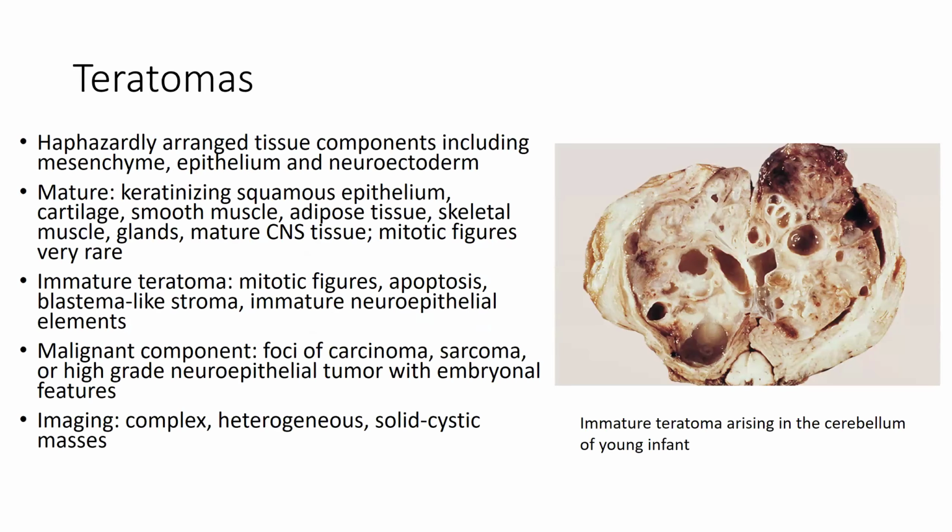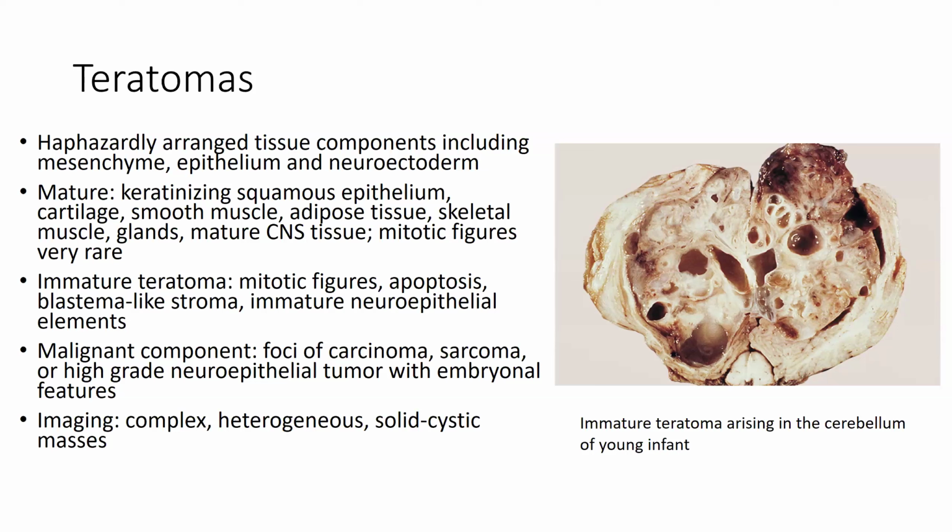Moving on to teratomas, similar to outside the CNS, these are haphazardly arranged tissue components of mesenchymal, epithelial, and neuroectodermal origin. I won't spend too much time on this because it's very similar. Mature teratomas have mature elements, immature have immature elements. It's very helpful when you can find mitotic figures and apoptotic bodies in the immature elements, and identify those immature neuroepithelial elements. Very rarely, there can be a malignant component of carcinoma, sarcoma, or other high-grade neuroepithelial tumor with embryonal features like medulloblastoma or tumors formerly called PNETs.